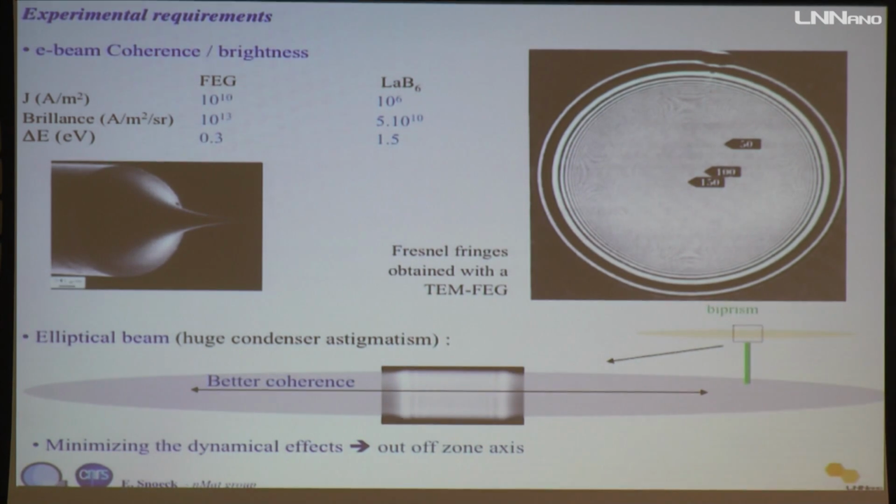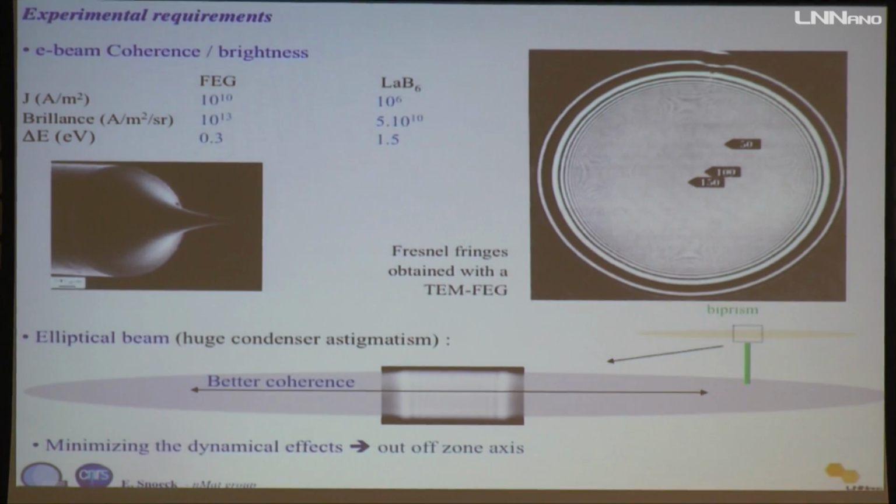Same thing with the electron microscope. If you want to have an interferogram, to make interference, you need to have a coherent source. So you need to have a field emission gun, okay? Either a Schottky or even better, a cold FEG source. Because what we call the brilliance is much higher, and the energy dispersion is much smaller in the case of the FEG, okay?